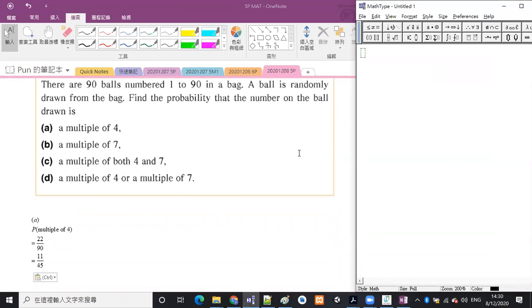And then part B, I want a multiple of 7. It's just the probability of one thing. The denominator is 90. And how many multiples of 7 are there? You just calculate: 7, 14, 21, and so on. The last one should be 84. So that should be 12 of them. And you need to simplify the answer, so that should be equal to 2 over 15. So that is part B.